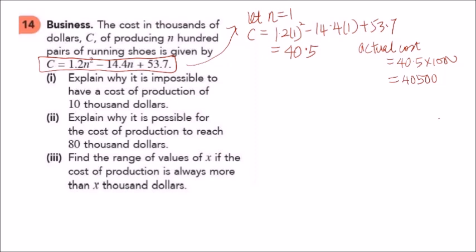So one shoe will cost $405. So wouldn't you need to sell it for 1,000 to make money? Right, something like that.